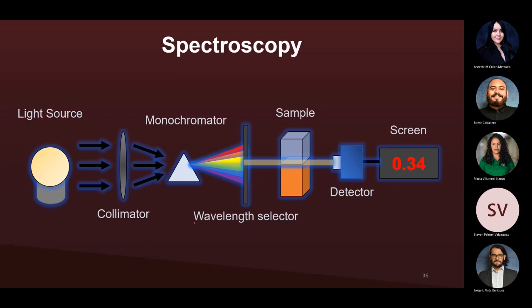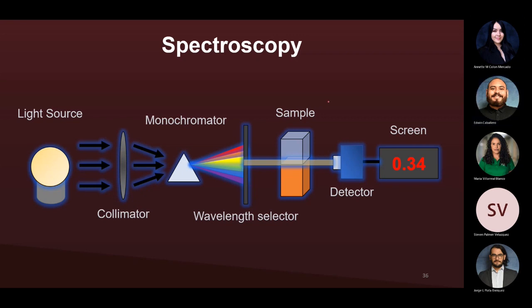The light source then goes through a collimator to make parallel lines of the beam. Then it goes to a monochromator, where it selects a specific wavelength. That specific wavelength goes to the sample and is going to interact with the sample in a specific way.